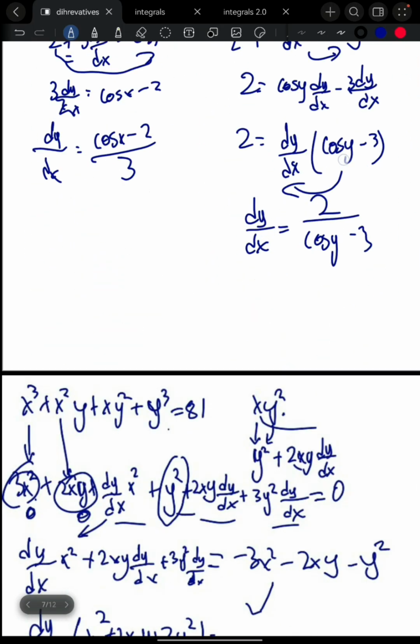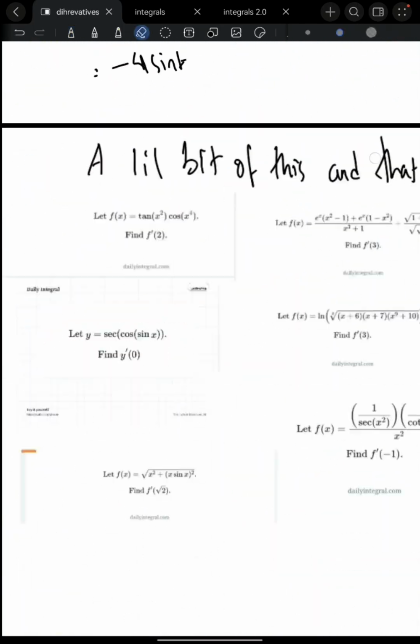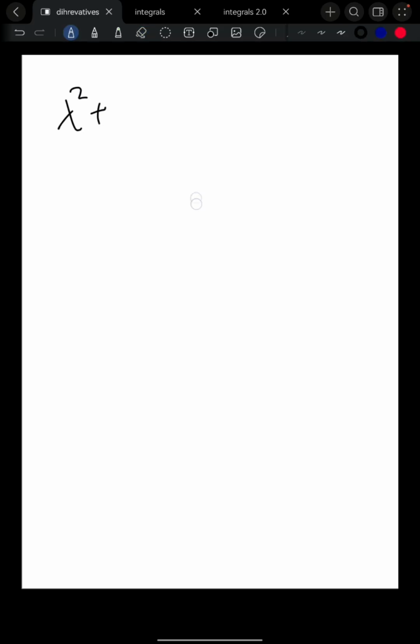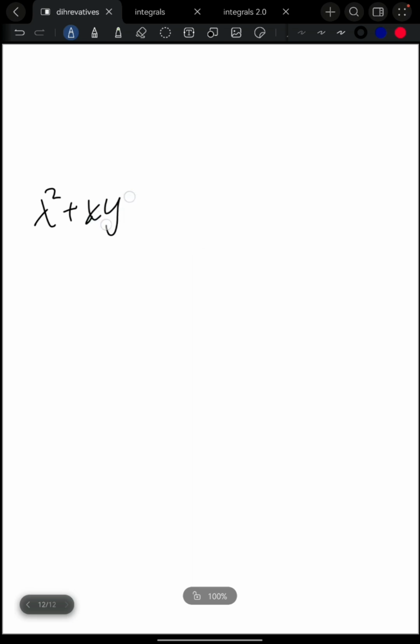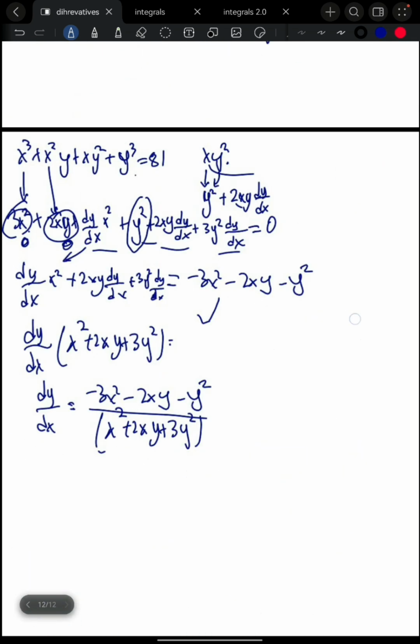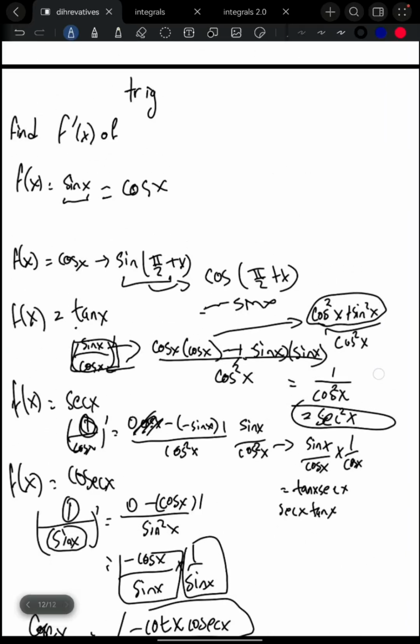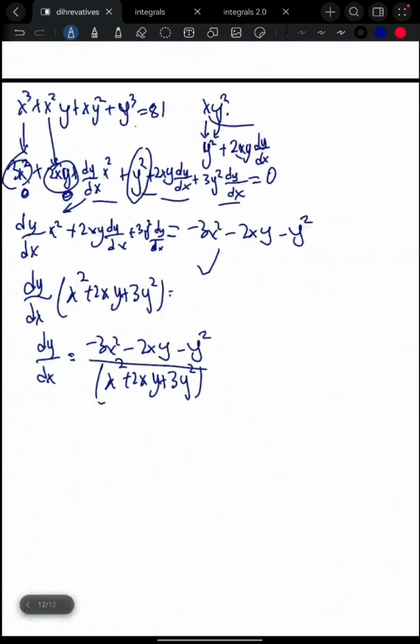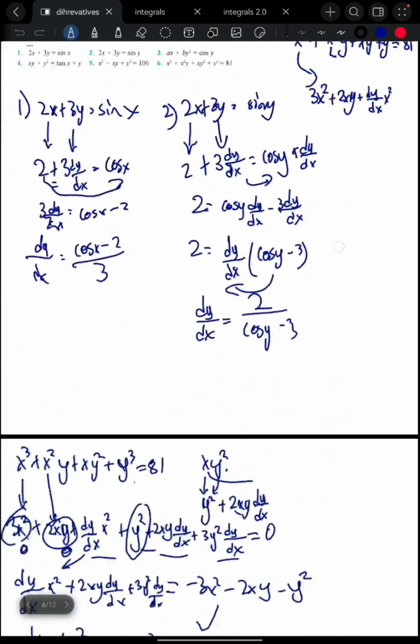x squared plus xy plus y. Okay, hold on. x squared. Wait. x squared plus, I forgot already. I think it's xy plus y squared is equal to 100, right? I think. It's been, yeah, fine.